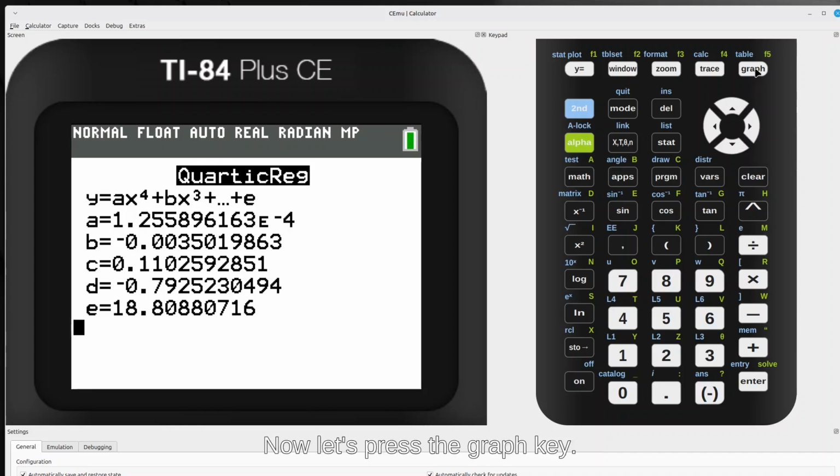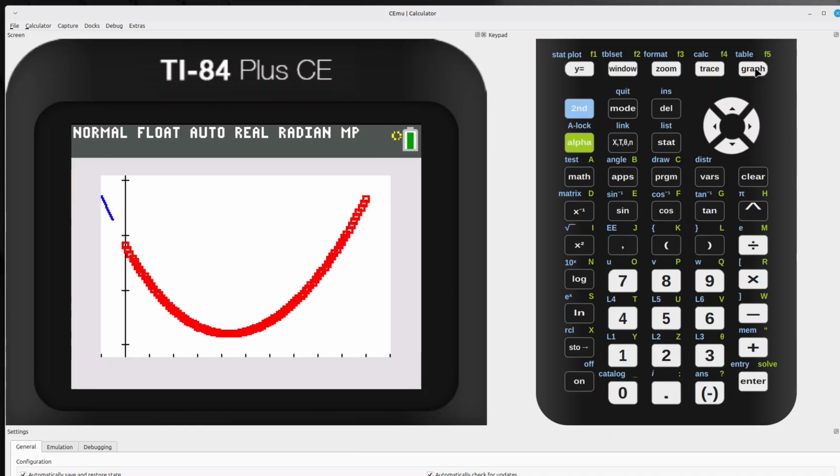Now let's press the graph key. Notice that the regression is falling pretty much in the center all the way around, which is showing you a good estimation. So now we're ready to do the math.